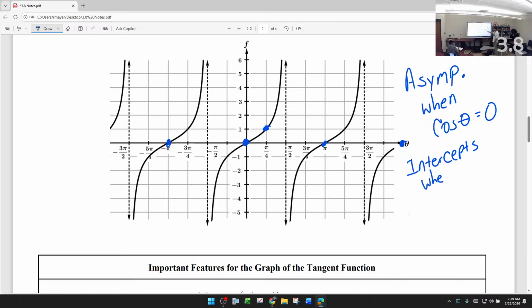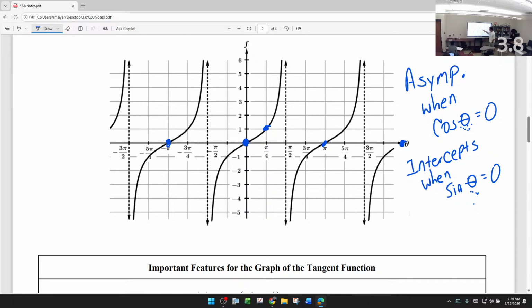Intercepts when sine equals 0. And then basically you got to know your positives and your negatives. Asymptotes when cosine equals 0, because it's sine over cosine. Intercepts when sine equals 0. You already know when this happens, and so when those happen, you should know when tangent happens. Okay?